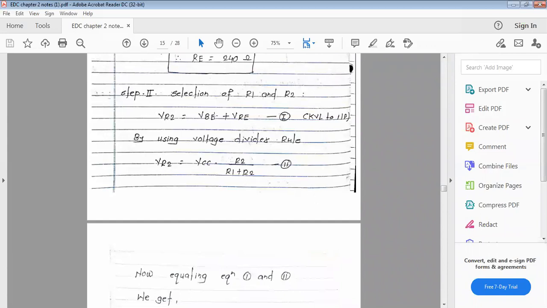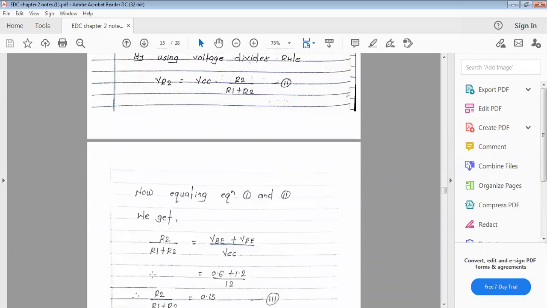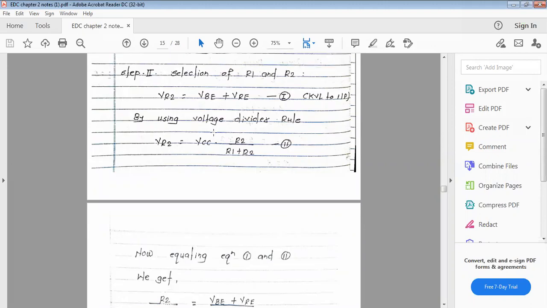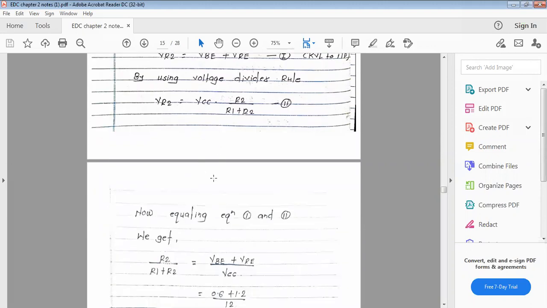So see, VR2 is nothing but the VB plus VRE. But how to find out the VR2? As we know the formula, R2 upon R1 plus R2 into VCC. So equating these two equations, VR2, left side is equal to right side. So VBE plus VRE is equal to VCC into R2 divided by R1 plus R2.